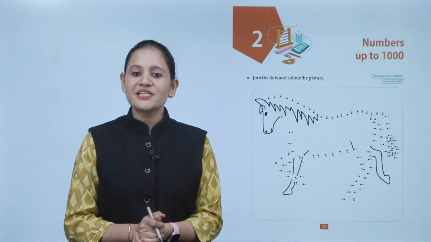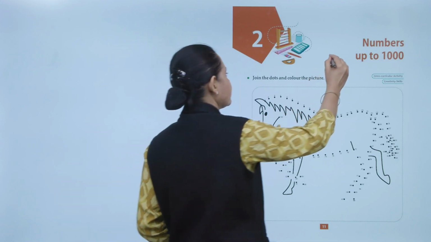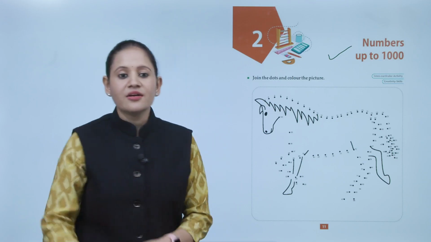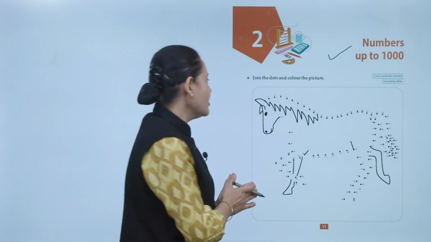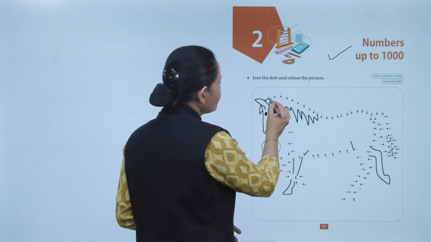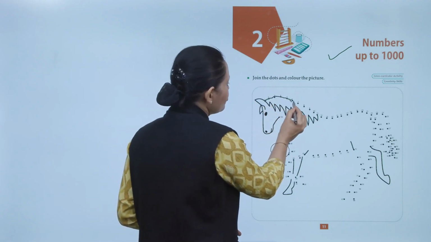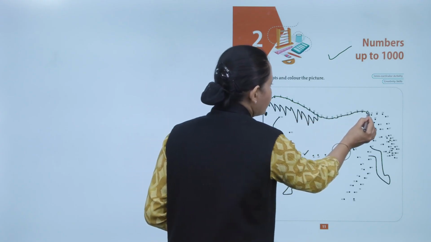Kids, welcome to today's maths class, and today we'll do numbers up to 1000. First is join the dots and color the picture. So here you have to start counting from 1, 2, 3 like this. You have to do the forward counting, join all the dots.